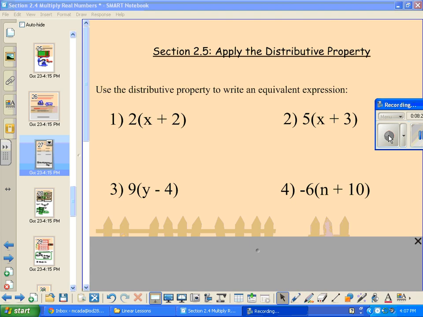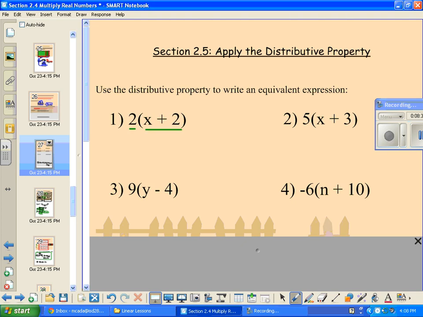Just walking through some examples together. So this first one says 2 times, in parentheses, x plus 2. So again, the distributive property, the directions might say use the distributive property. In class, I might say something like we're going to distribute in this problem. And what that means is I'm going to take 2 times x and 2 times 2 and see what I get from my new expression. I should have 2 times x, which is 2x, 2 times 2, which gives me 4. So there's my equivalent expression, 2x plus 4.